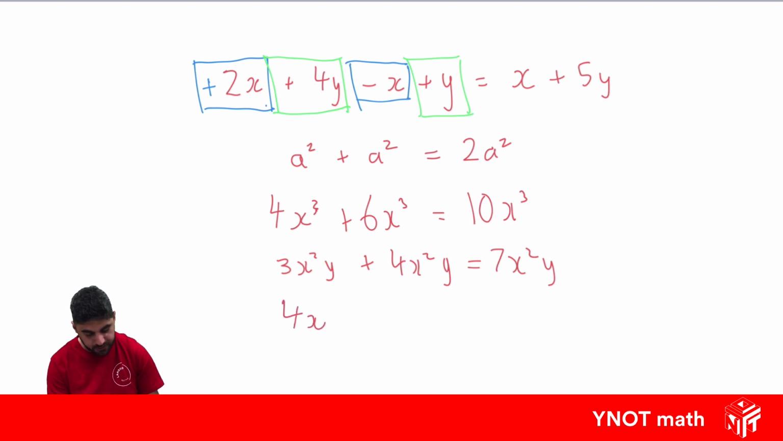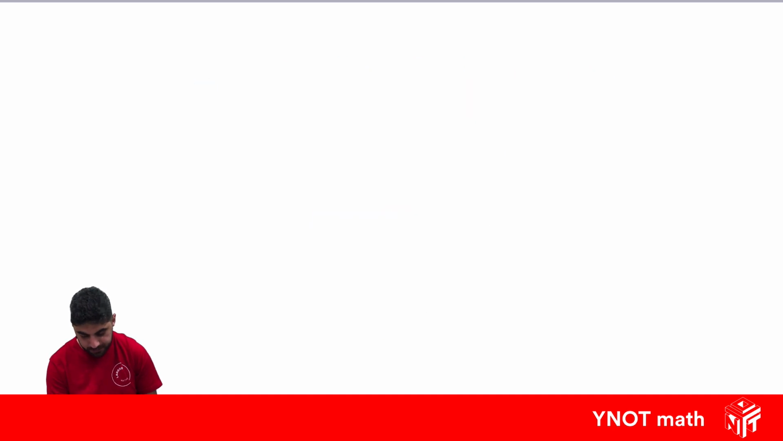What about 4x squared y plus 2yx squared? Well, that's 6x squared y. And the reason we can add these together is that we have an x squared and an x squared, a y and a y. They're out of order, but remember, this is just multiplication and it doesn't matter in which order we write the terms inside. So they're like terms, and we add them together to get 6x squared y. We just like to write it in alphabetical order. x comes before y in the alphabet.